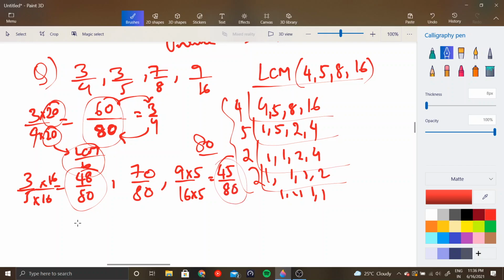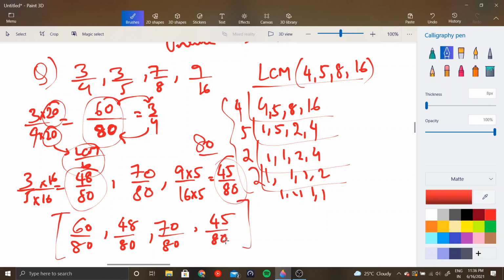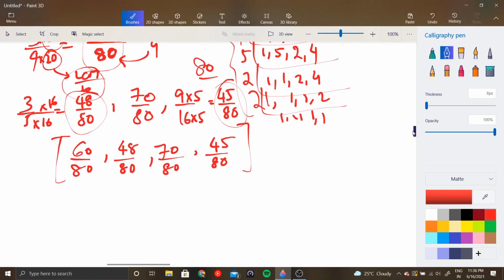So now you see that the fractions 60 by 80, 48 by 80, 70 by 80 and 45 by 80, they are now like fractions. Correct, they are now like fractions. Now what is the implication of converting? Why do you need to convert firstly?